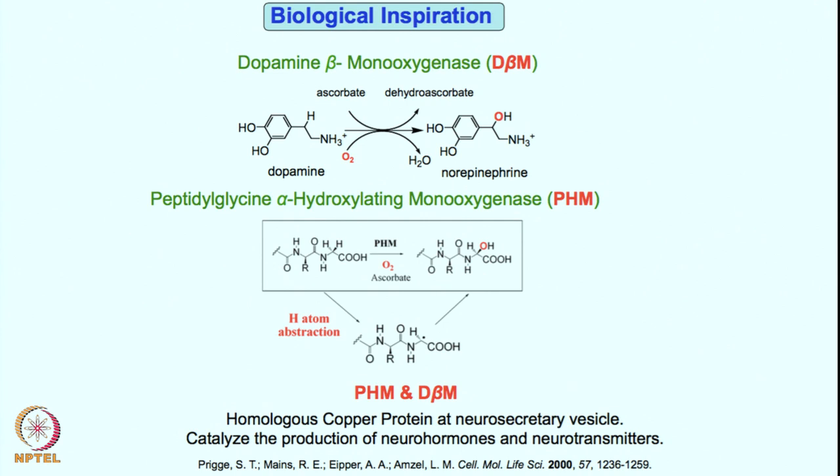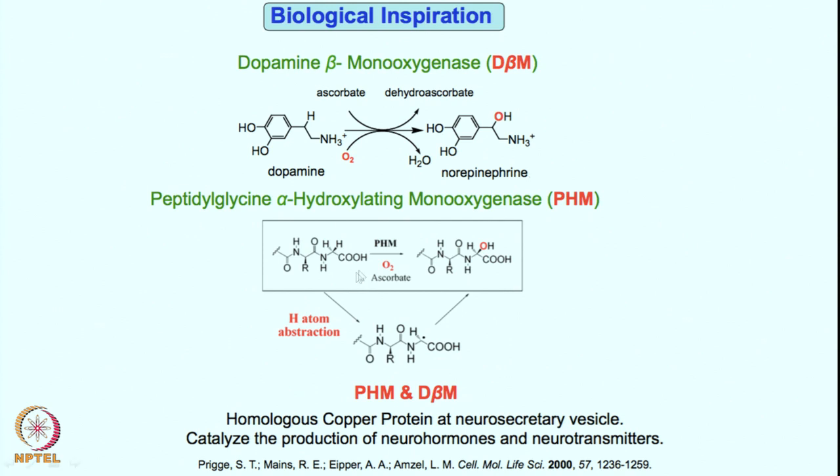The biological inspiration for studying such mononuclear copper oxygen species comes from the fact that very important enzymes such as dopamine beta monooxygenase, DBM, and peptidylglycine alpha-hydroxylating monooxygenase, PHM, both have a mononuclear copper oxygen intermediate which can react with its corresponding substrate to give the substrate hydroxylation product. For DBM, it is dopamine as the substrate that is reacting with the copper oxygen species. In the overall process, the dopamine is converted into norepinephrine.